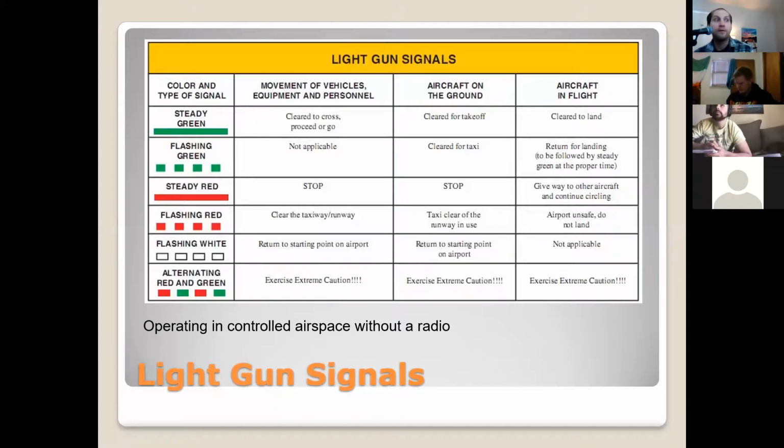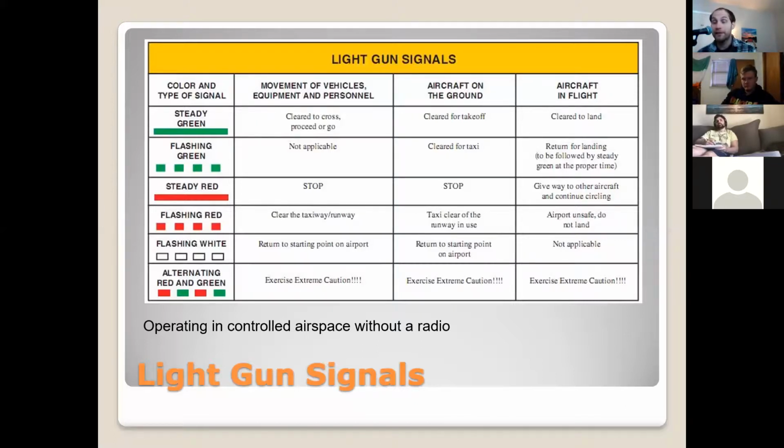So aircraft in flight, aircraft on the ground, flashing green. Flashing green on the ground, you are clear for taxi. Awesome. Aircraft in flight, flashing green, you are supposed to return for landing, which means continue circling the airport traffic pattern. You're not clear for landing yet, but we expect you're going to get the clear for landing solid green soon.